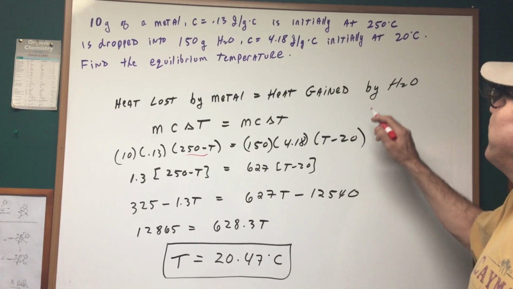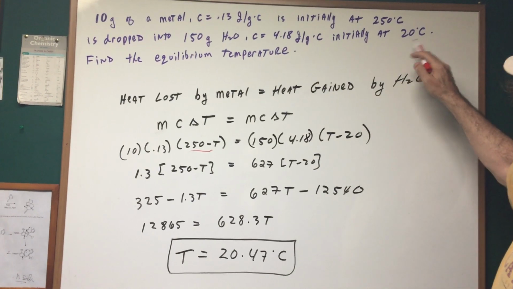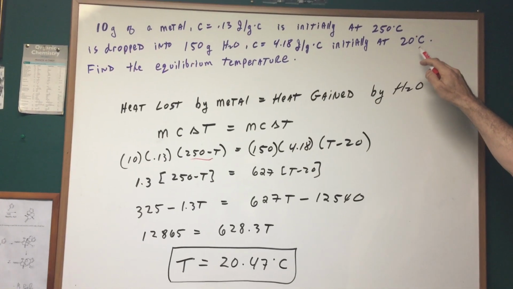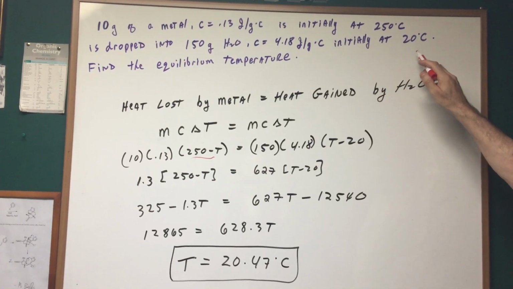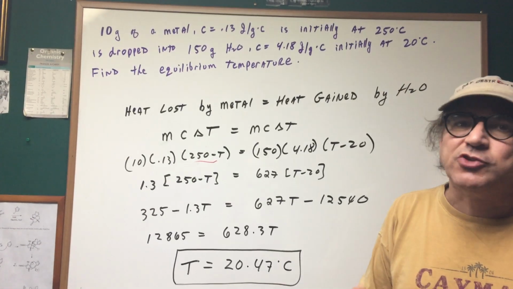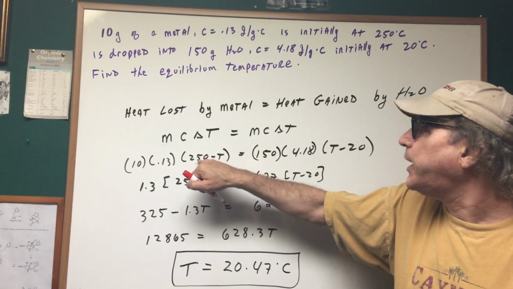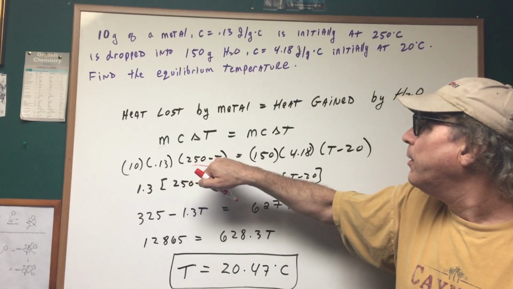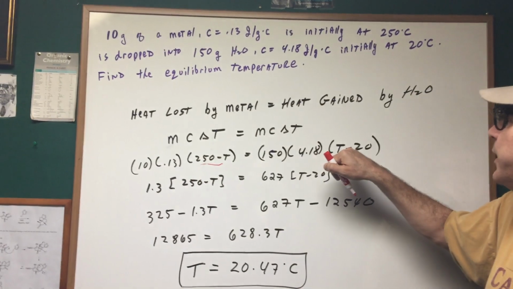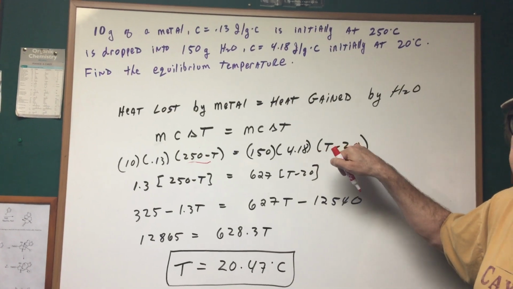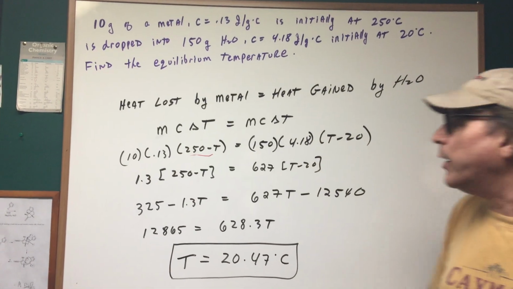Because if you remember, the water is going to be at 20 degrees Celsius, and it's going to be gaining temperature. So that temperature is going to be really high. So you're going to just make sure you're going to switch these. If it's heat lost, it's the number minus T. Where if it was heat gained, it's T minus the number. You remember that trick, you'll never go wrong.